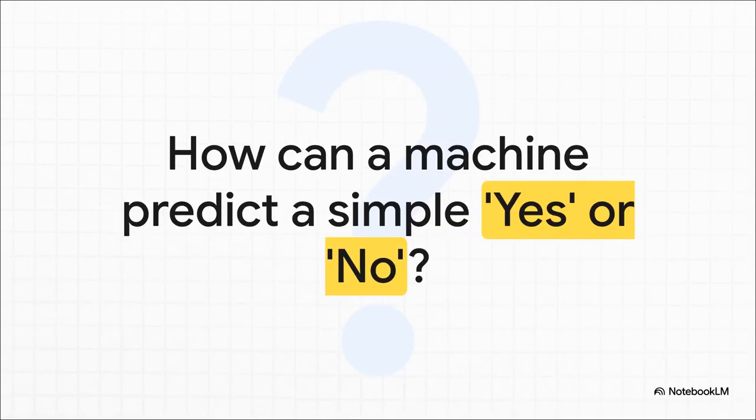So think about this for a second. Is an email spam or not? Did a student pass or fail? Is a tumor malignant or benign? I mean, these are all simple yes or no questions, right? But how does a machine, something that lives and breathes numbers, learn to make a clear-cut choice like that? That's the big puzzle we're going to solve today.